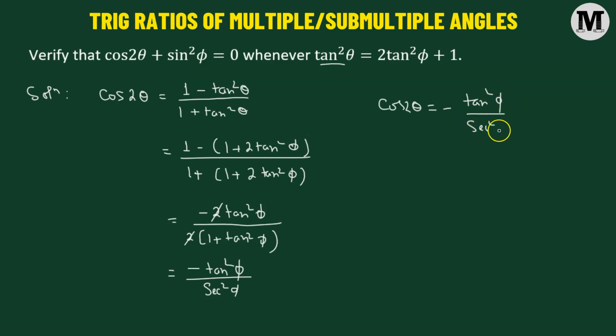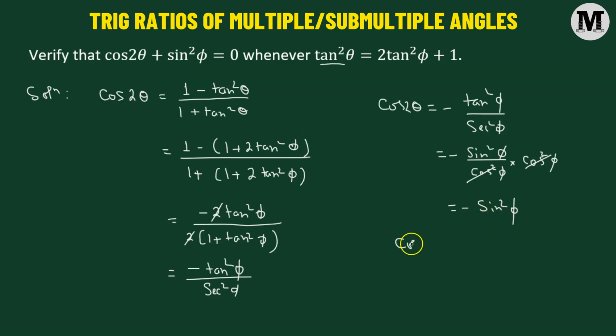by secant squared phi. This will be equal to, now tangent squared phi we can write in terms of sine and cosine as sine squared phi over cosine squared phi. And secant squared phi is in the denominator. If we take it to the numerator, that will simply become cosine squared phi, because we know that the cosine function is the reciprocal of the secant function. Now we can cancel out cosine squared phi, leaving us with negative sine squared phi.